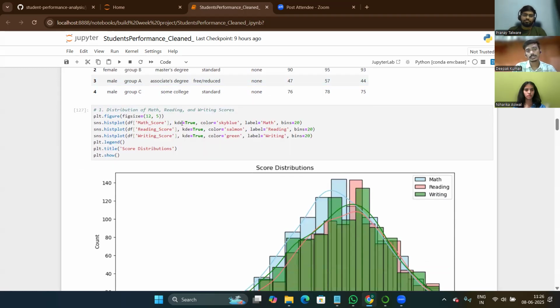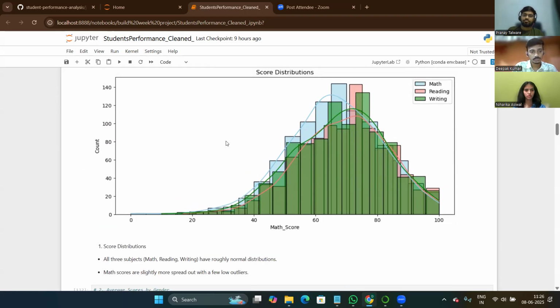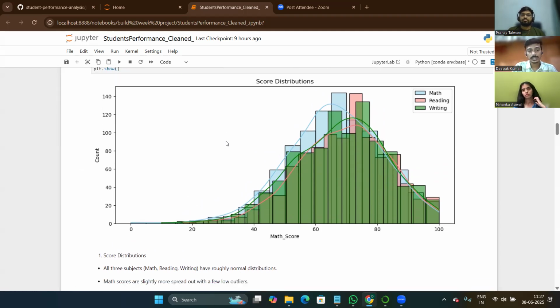Then I have created some visuals using Matplotlib and Seaborn. For the first visual, I have created the distribution of math score, reading score, and writing score. So I have found some conclusions here. All three subjects, math, reading, and writing, are roughly normally distributed, and math scores are slightly more spread out with a few outliers over here. We can see over here.